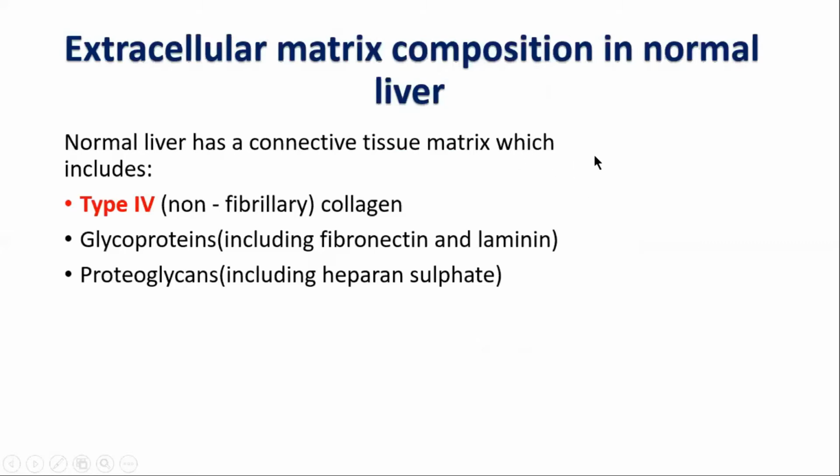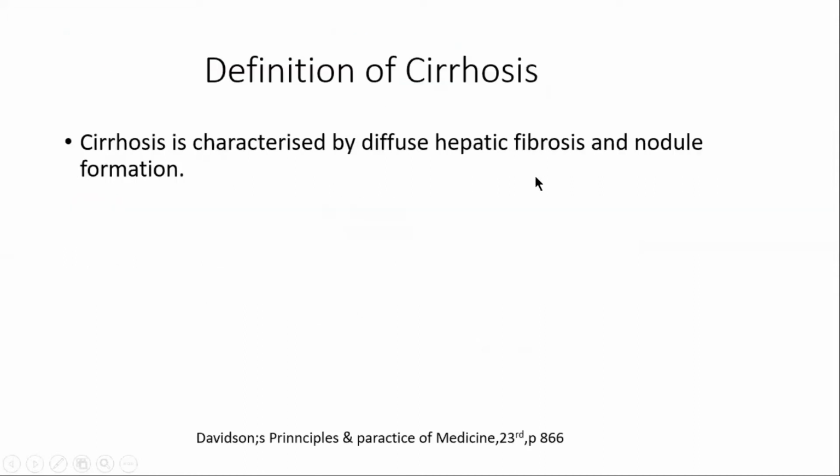Extracellular matrix composition of normal liver. Normal liver has connective tissue matrix, which includes type 4 collagen fiber, which is non-fibrillary. Other components are glycoproteins, including fibronectin and laminin, and proteoglycans, including heparan sulfate. So what is cirrhosis? Cirrhosis is characterized by diffuse hepatic fibrosis and nodule formation.